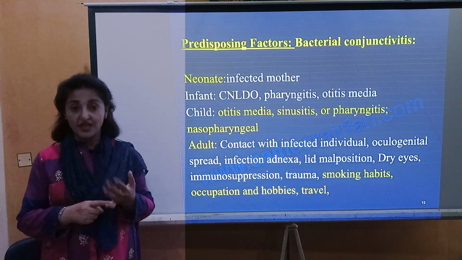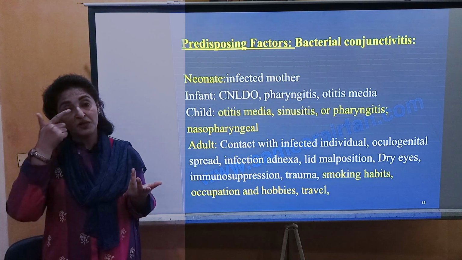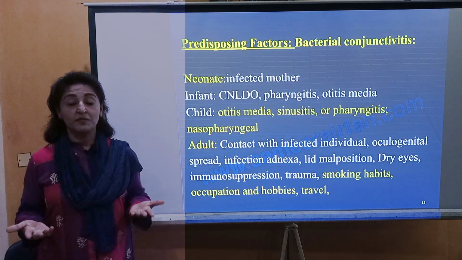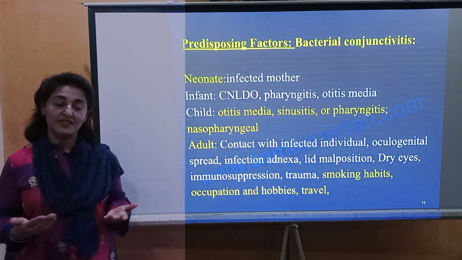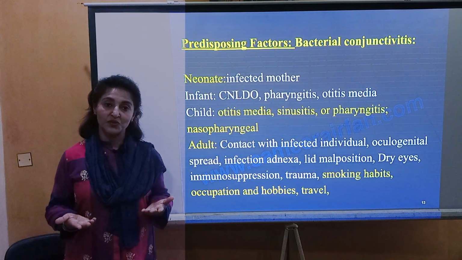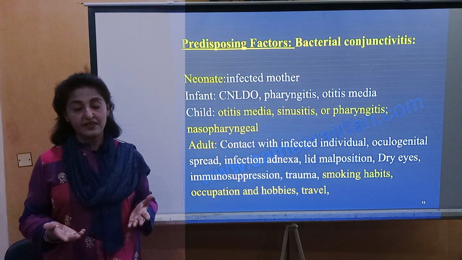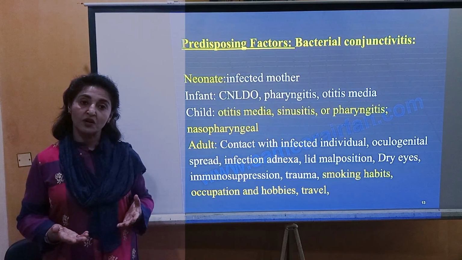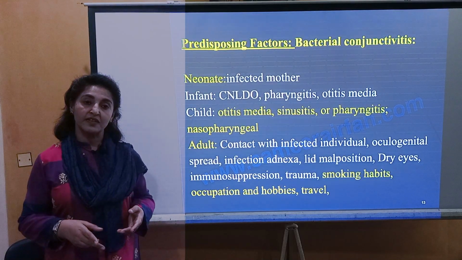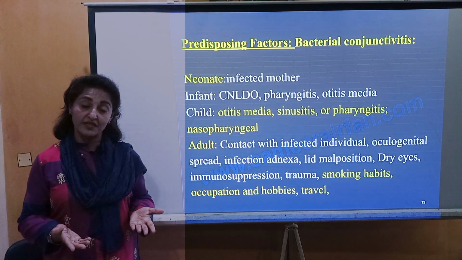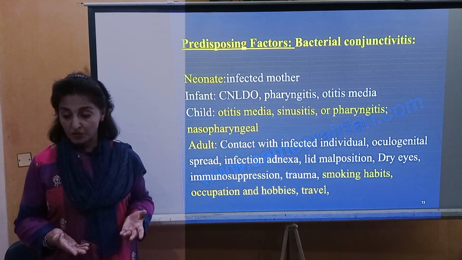In adults, contact with infected individual, oculogenital spread, infection of adnexa. Most common cause is a blepharitis. Many people have blepharitis and it is not looked into, and it can result in chronic conjunctivitis. Meibomian gland dysfunction is very common cause of secondary bacterial conjunctivitis in adults. It's a very common problem.